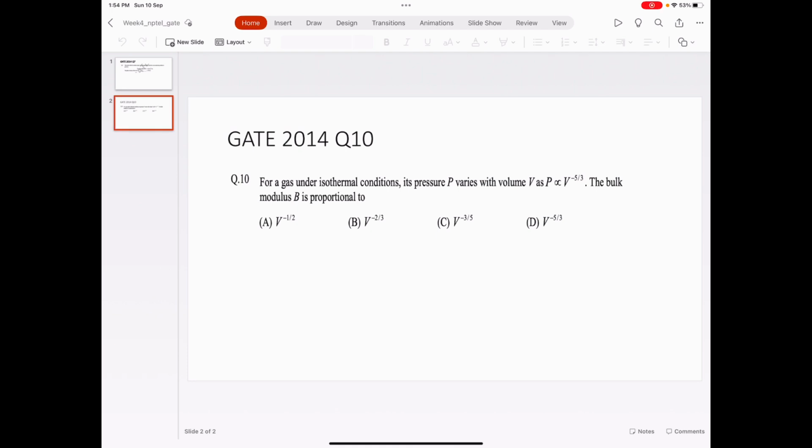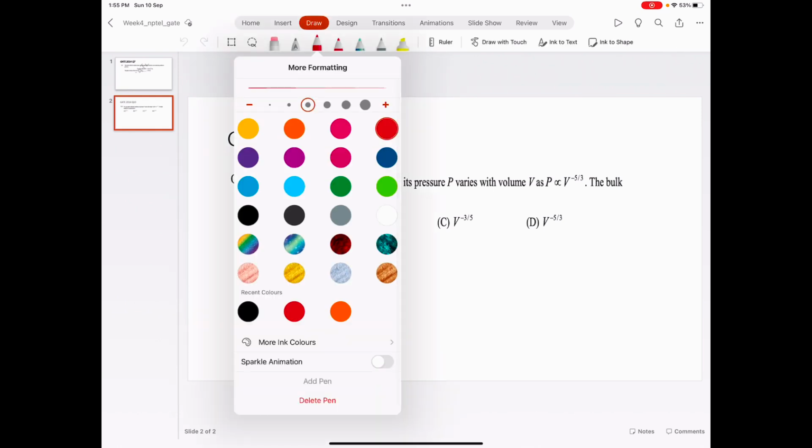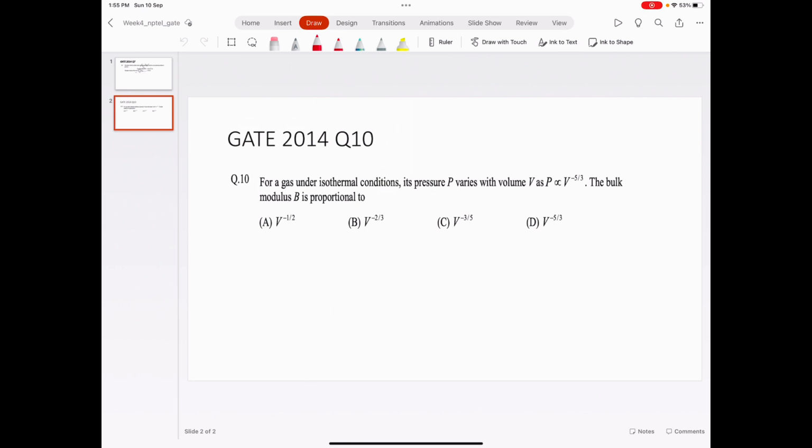Hello everyone, this is a question from the GATE 2014 physics paper, question number 10, which states that for a gas under isothermal conditions, its pressure P varies with volume V as P is proportional to V to the power minus 5 by 3. So P is proportional to V to the power minus 5 by 3.